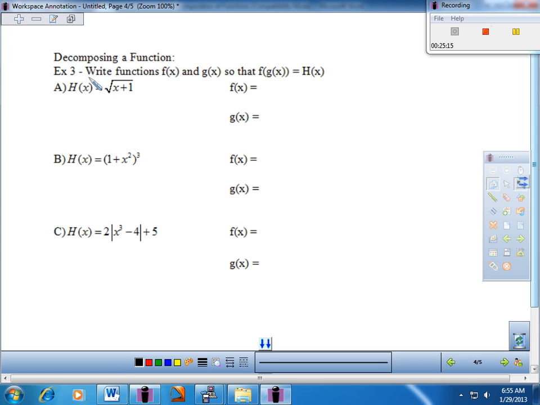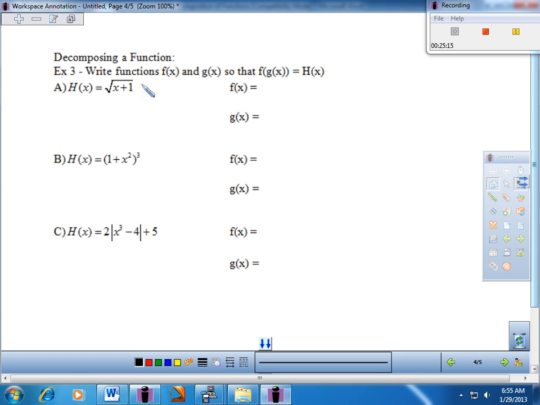So example 3, it says, write functions f of x and g of x so that f composed of g is equal to h. So here is our combined function. Give me the original two. Okay. So this is all based on the fact that composition, in essence, is a function within a function. And I kind of like this piece. We do this intuitively with a variety of topics in pre-calculus, but I like talking about it in this particular context.